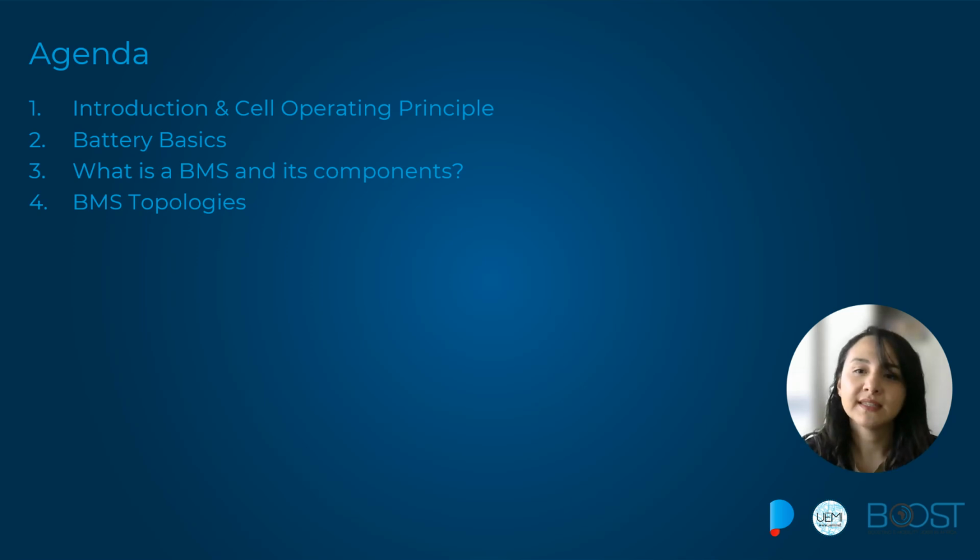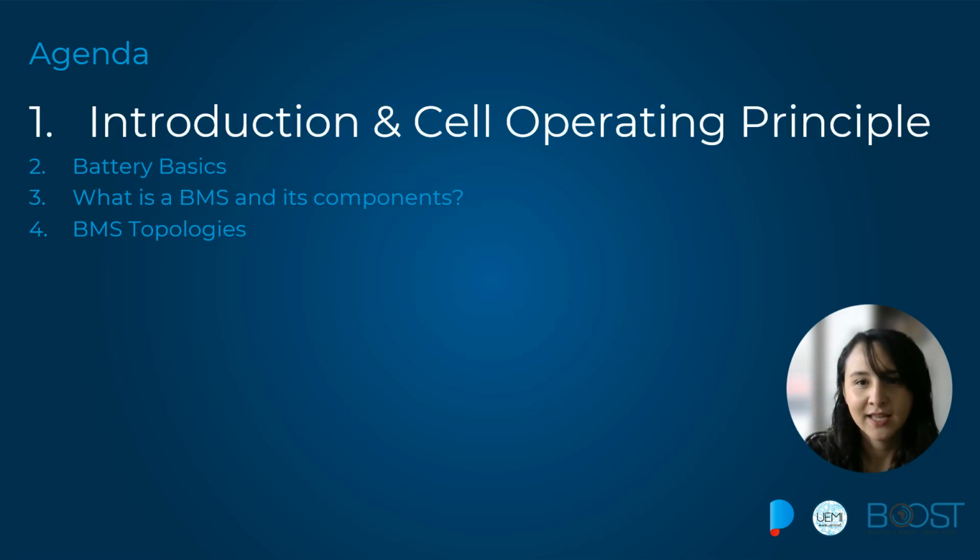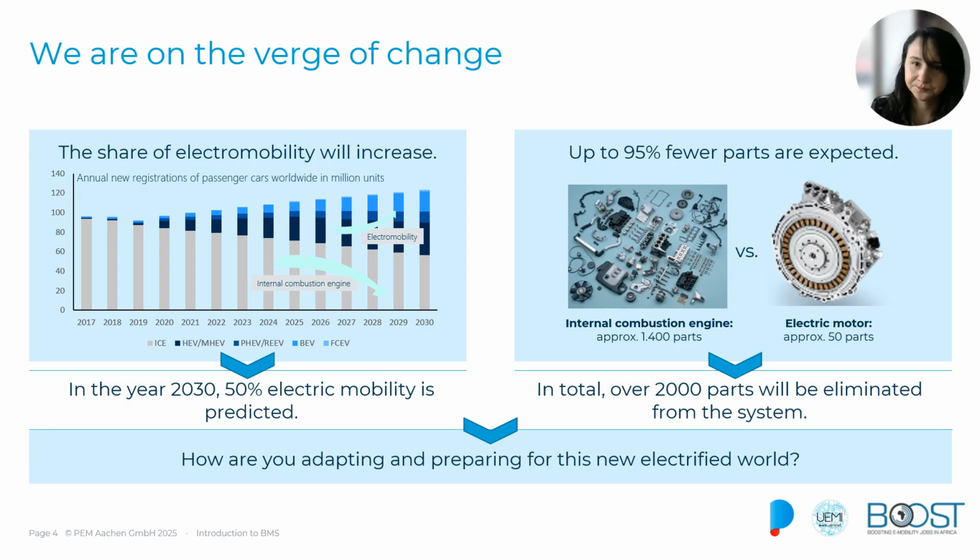Next, we will discuss the role of the BMS, the battery management system, and how it ensures the safety and efficiency of the whole system, as well as the main components that make it up. Finally, we will look at the different ways BMS systems are structured, the topologies, and how each of these topologies is tailored for specific applications. So let's begin with the introduction and the operating principle of the cells.